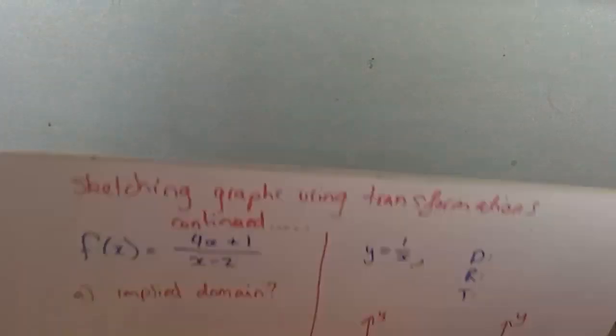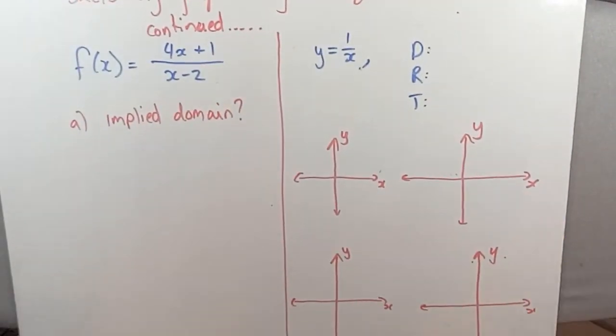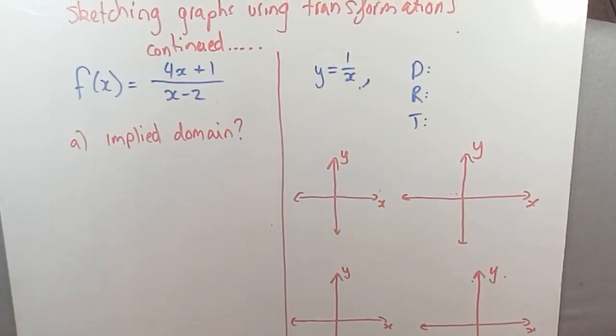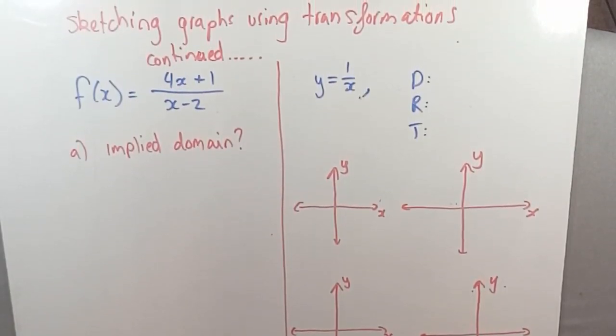Let's do another one. Do a bit of a trickier one, here we go. So I'm going to continue this. We're going to draw this graph. So what's the implied domain of this graph? Okay, so we think about, well, can x take any value?